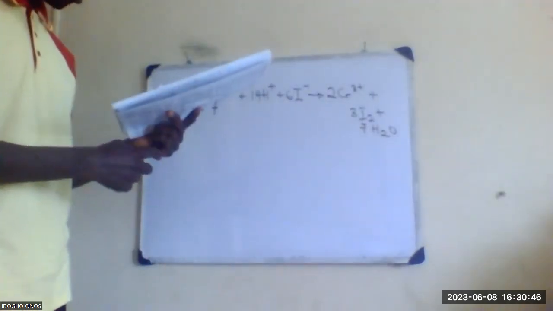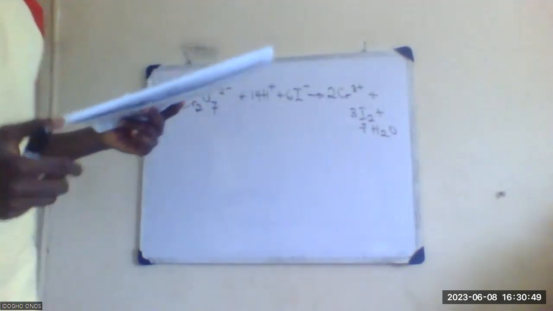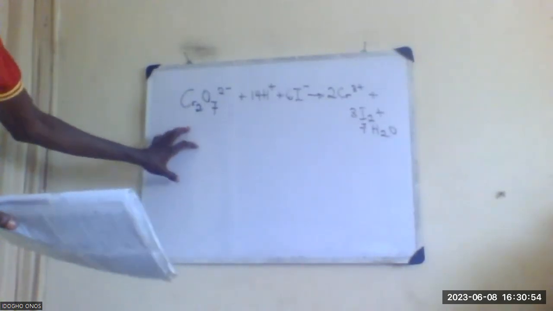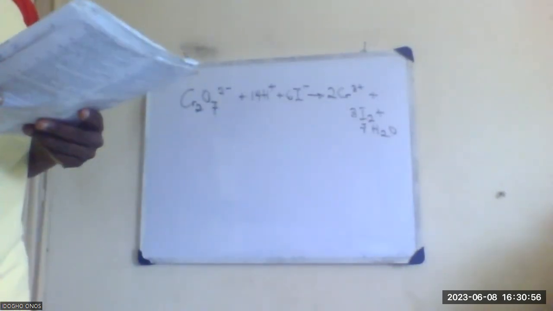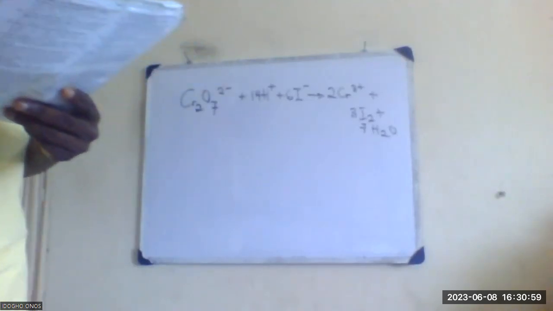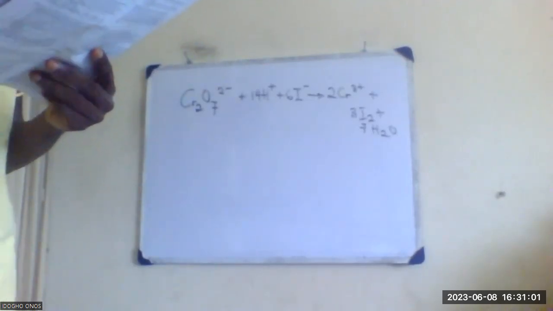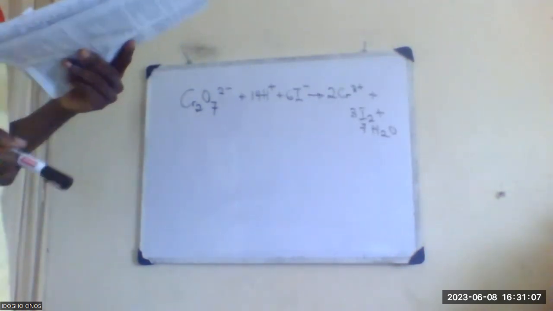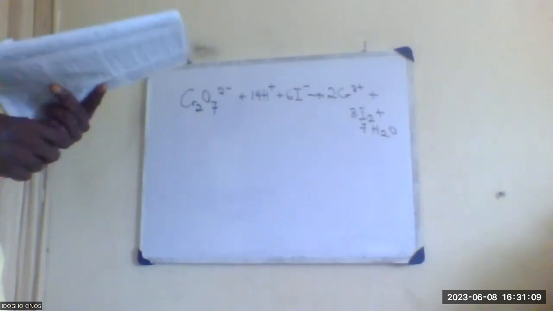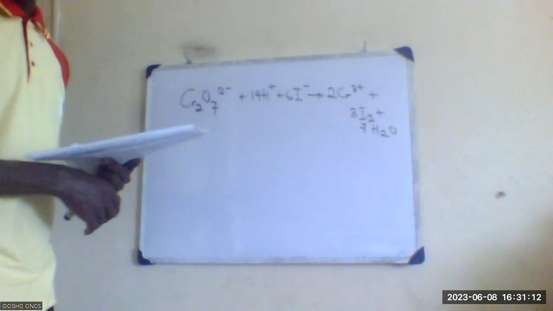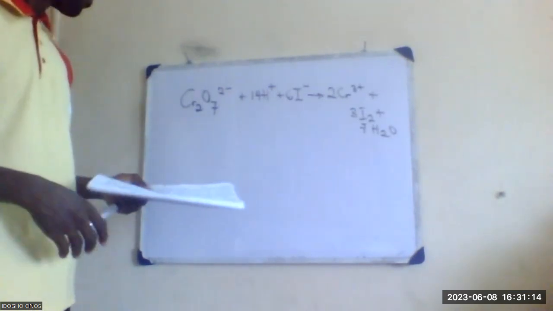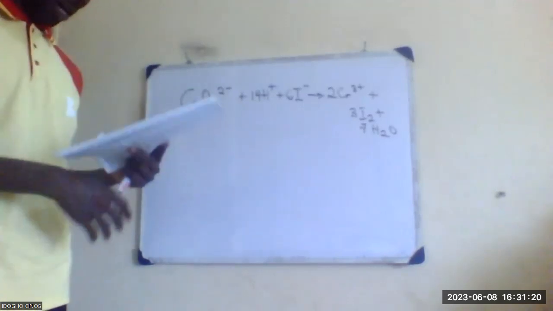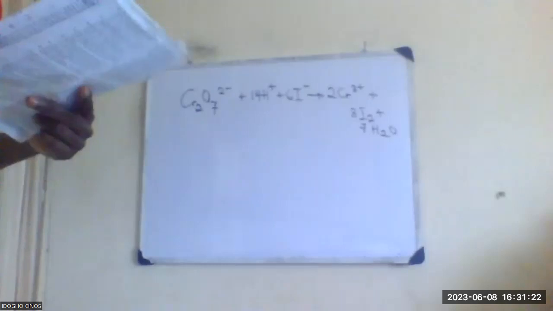It's supposed to be 2Cr3+ + 3I2 + 7H2O. The question is: the change in the oxidation number of oxygen in the equation above is, options are 0, 1, 2, 7. Is it difficult? The change in the oxidation number of oxygen in this compound is 0, 1, 2, or 7. Those are the options.